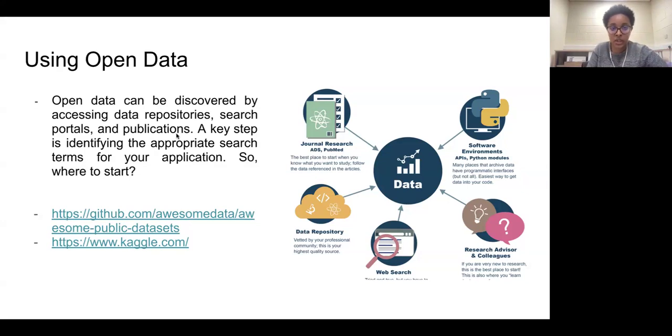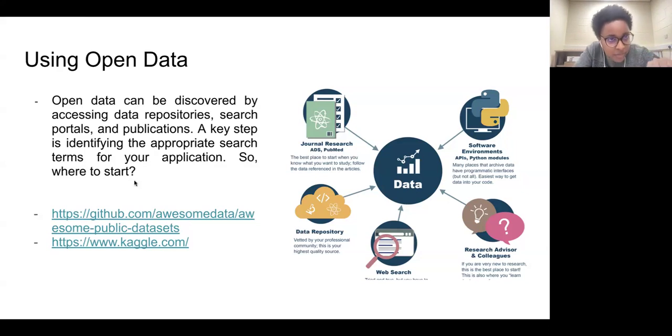We have multiple data repositories out there. So we have things like Zenodo, which is a good source of data, and data.gov. A simple web search can also provide you with a list of possible resources, open data sets that you can use for your research. So there are multiple sources of open data where you can find it.